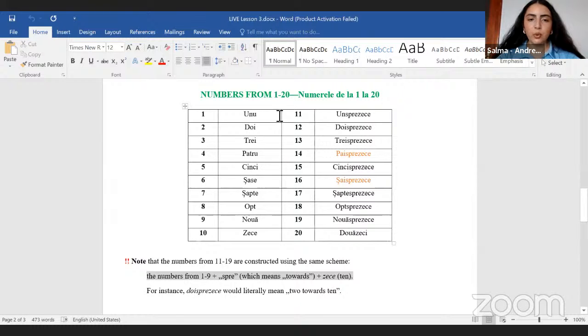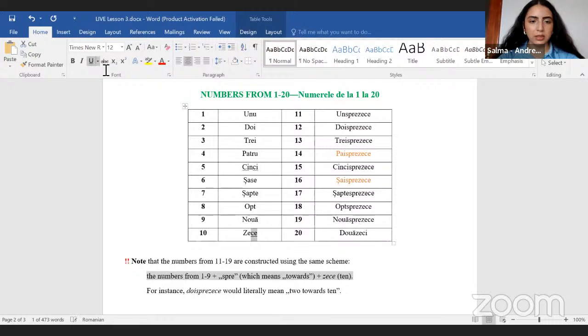So let's see. 1, 2, 3, 4, 5, 6, 7, 8, 9, 10. Be careful here of the CI group of sounds and the CE group of sounds. As you remember, those are pronounced differently in Romanian. Let me just mark them here for you, so when you try to read them on your own, you will know that they are pronounced a little bit differently. So we have 5 and 10.